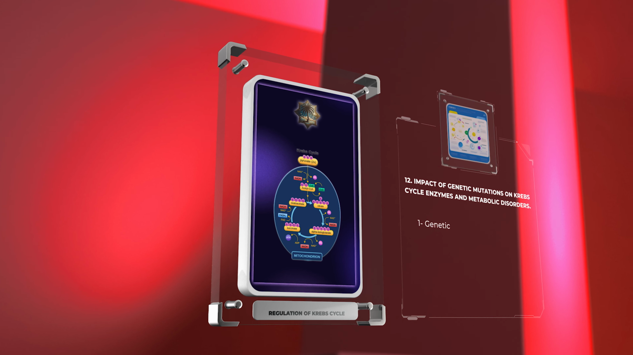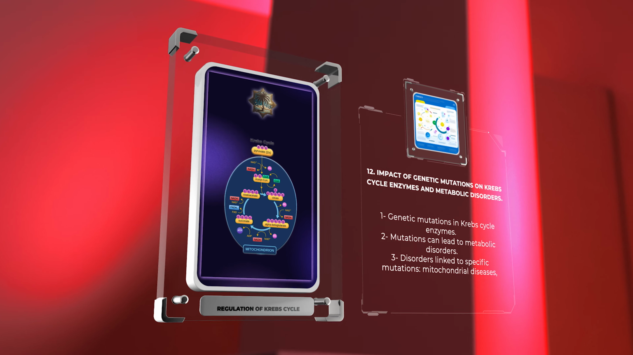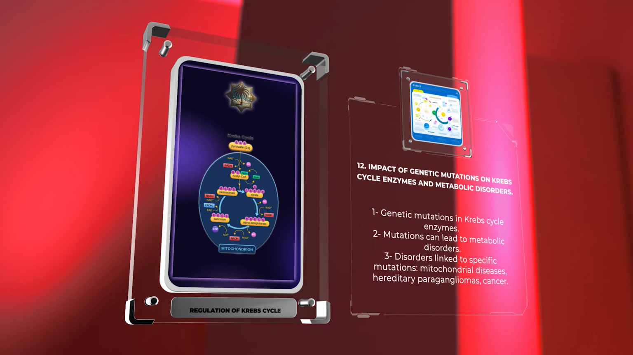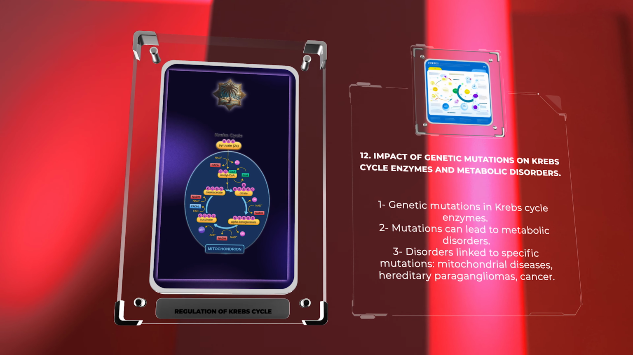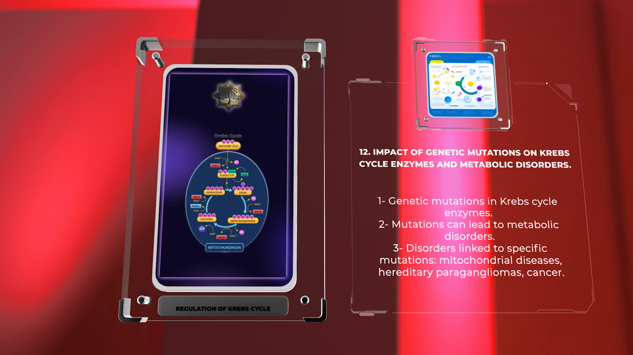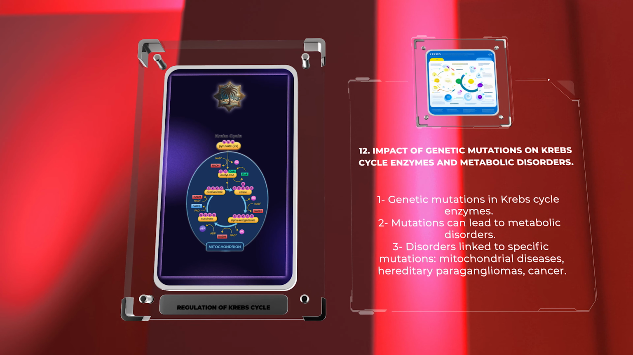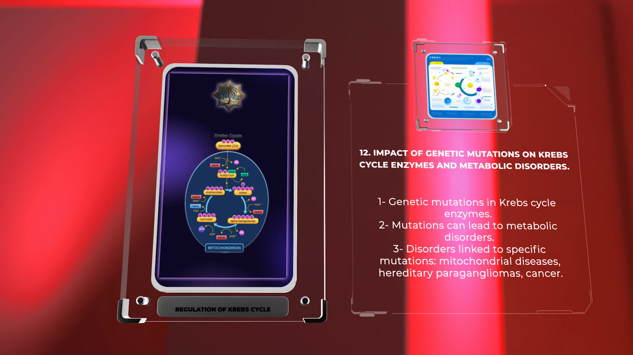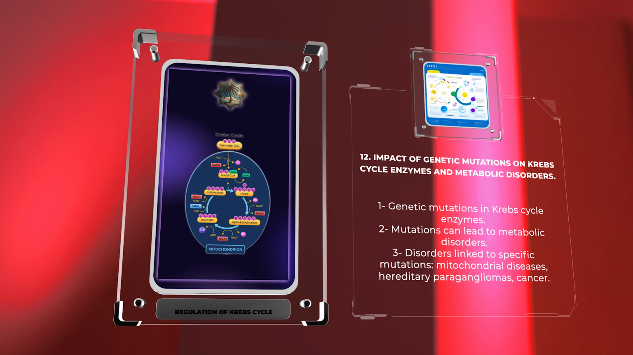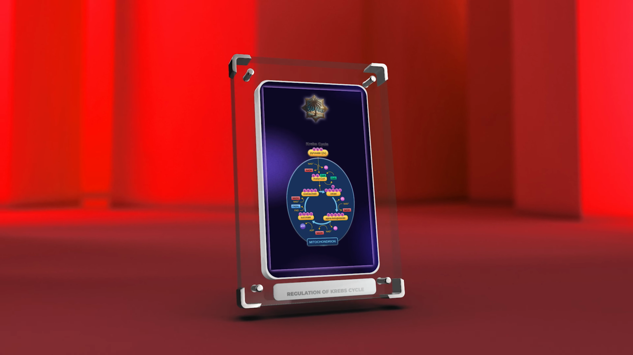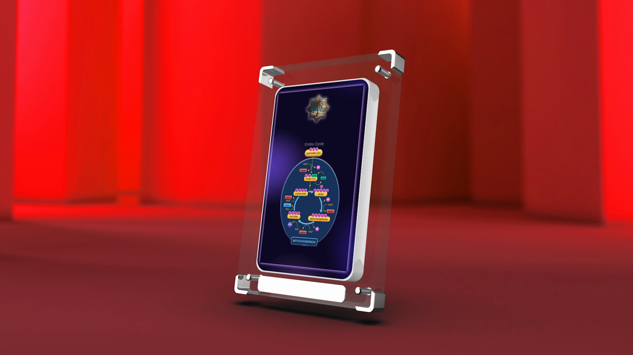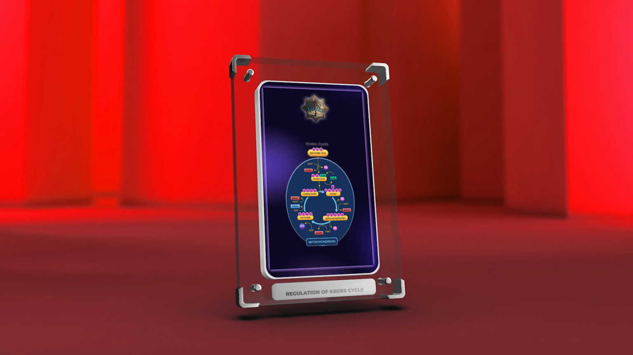Genetic mutations in Krebs cycle enzymes can lead to metabolic disorders characterized by impaired energy metabolism and dysregulated biosynthetic pathways. Examples include mutations in succinate dehydrogenase, fumarate hydratase, and isocitrate dehydrogenase, which have been linked to disorders like mitochondrial diseases, hereditary paragangliomas, and cancer. In conclusion, the Krebs cycle is tightly regulated through a complex interplay of various mechanisms.